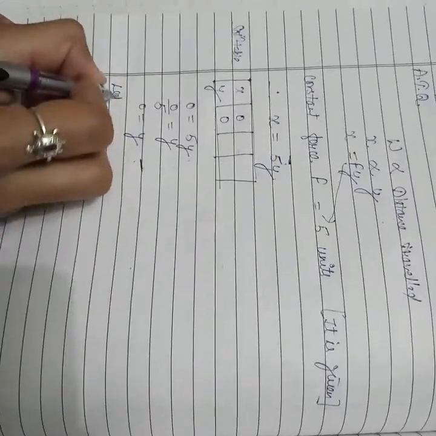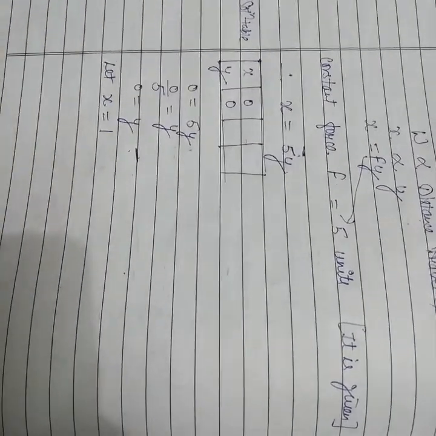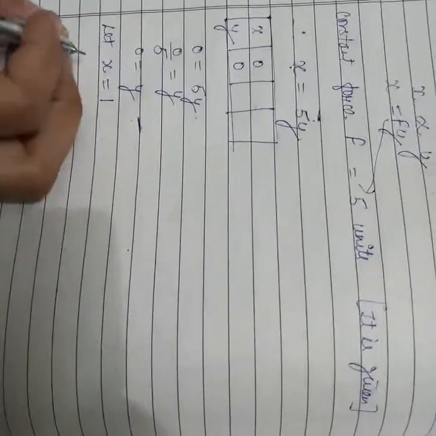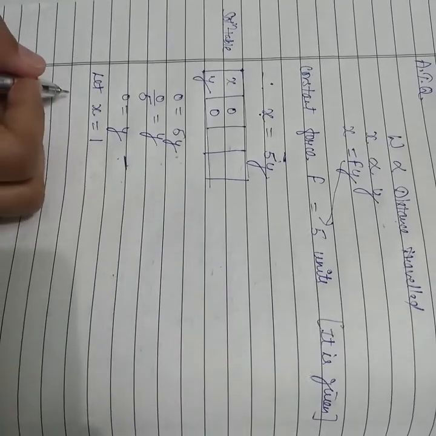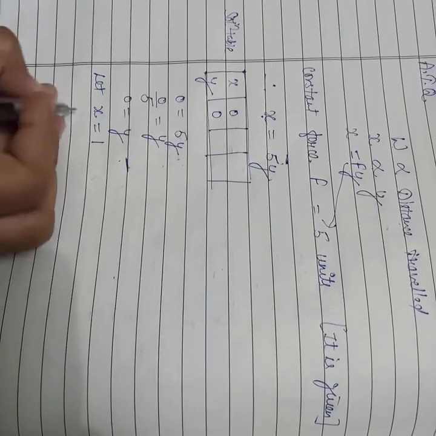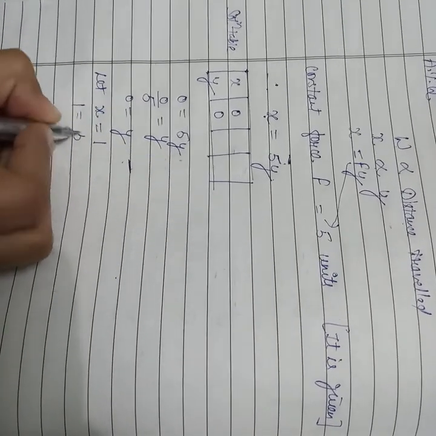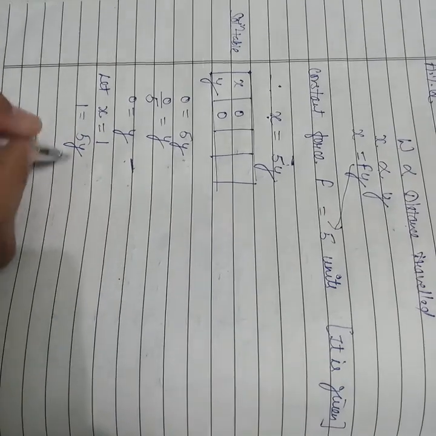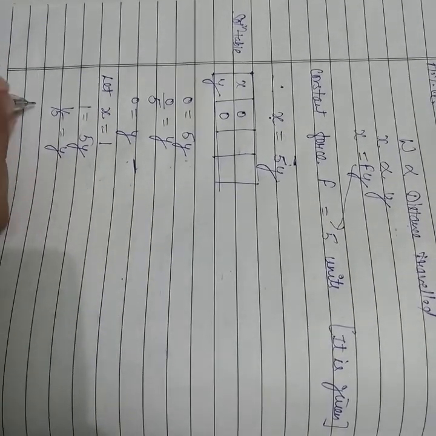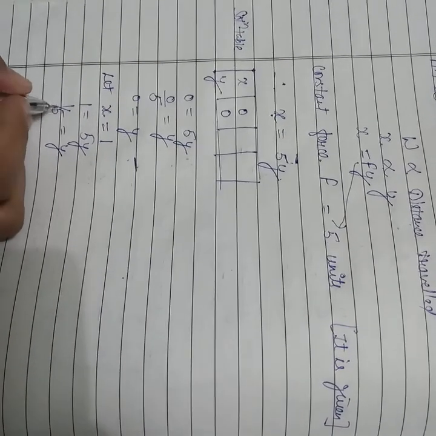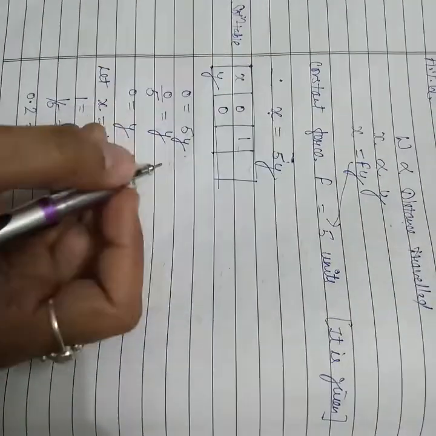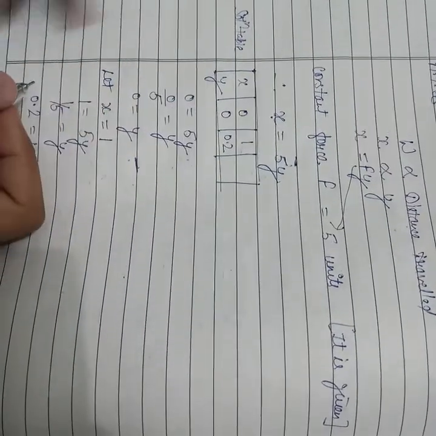Let x equal 1. When x equals 1, or 2, 3, any number can be taken. When x equals 1, then 1 equals 5y. So 1 by 5 equals y, which is 0.2. When x is 1, then y is 0.2.